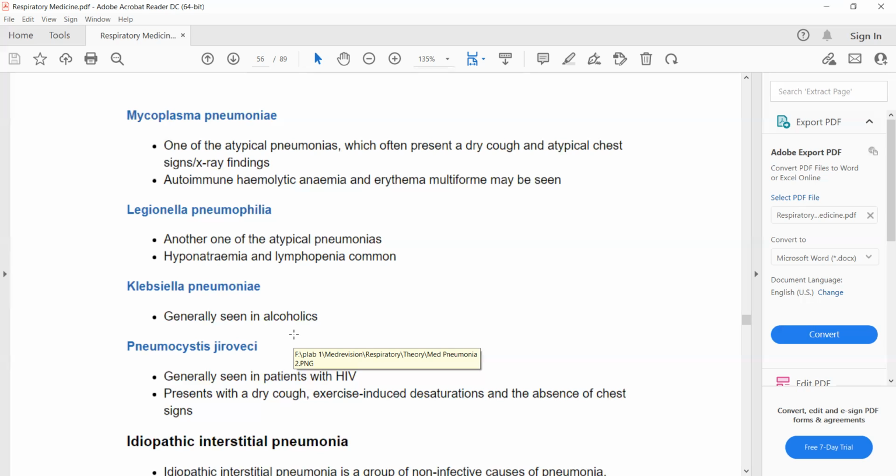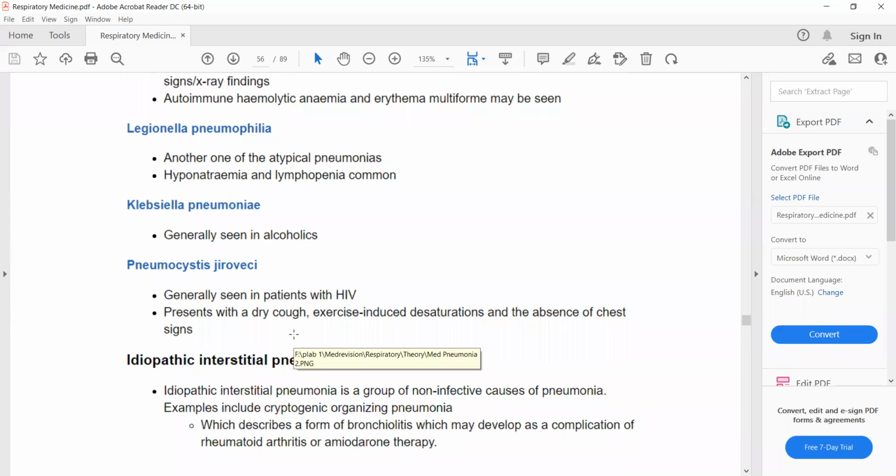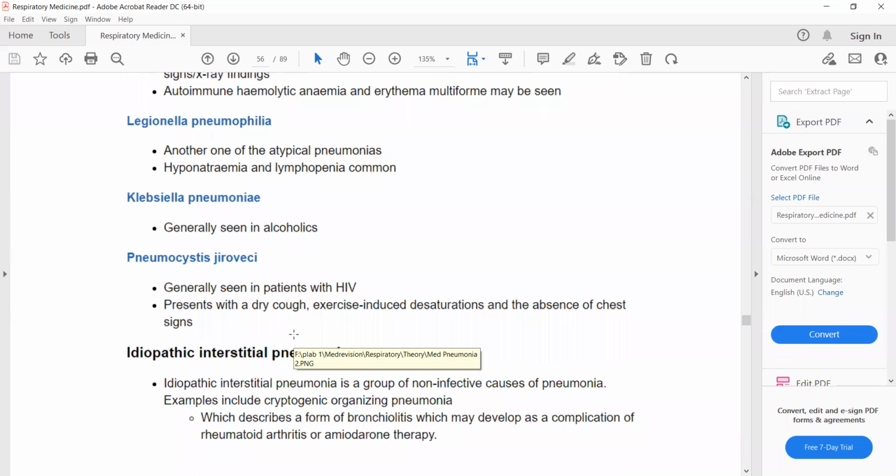Klebsiella pneumoniae causes pneumonia in alcoholics and in diabetics. In immunocompromised patients, it usually causes pneumonia. Pneumocystis jirovecii pneumonia is generally seen in patients with HIV. It also presents with a dry cough. So Mycoplasma, Legionella pneumophila, and Pneumocystis jirovecii, all of them can cause pneumonia that presents with a dry cough.